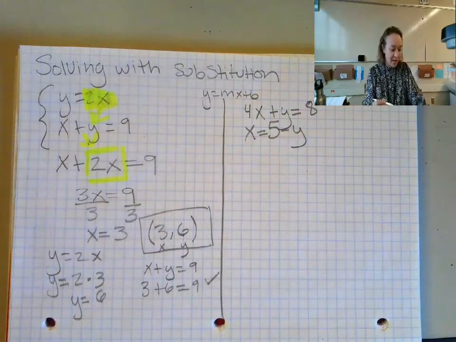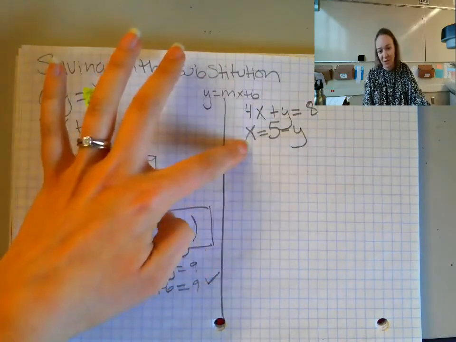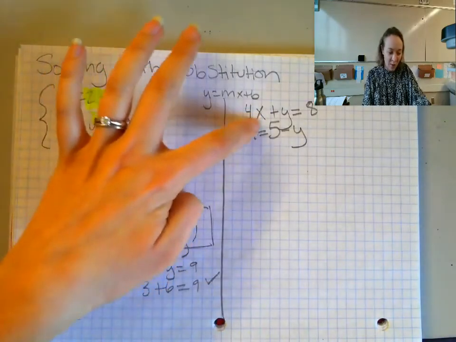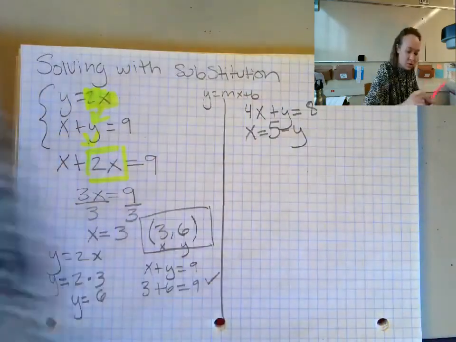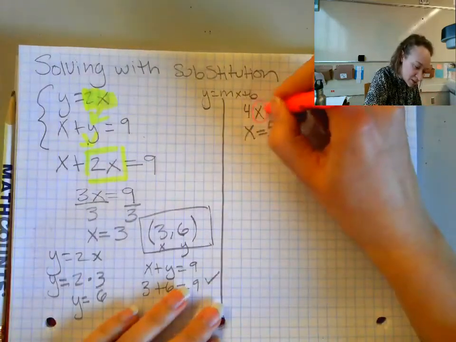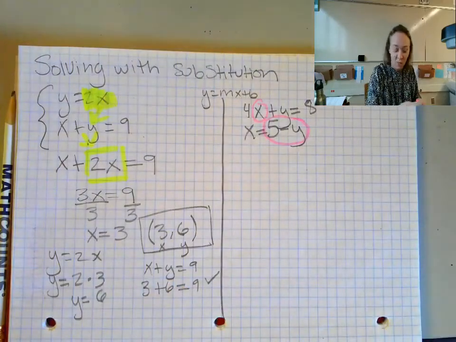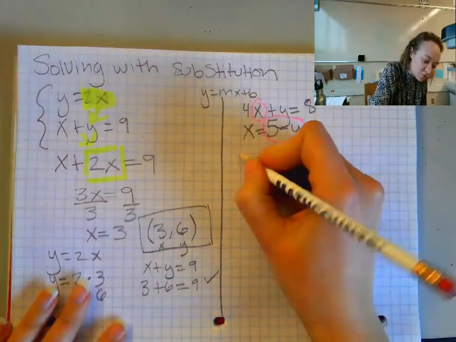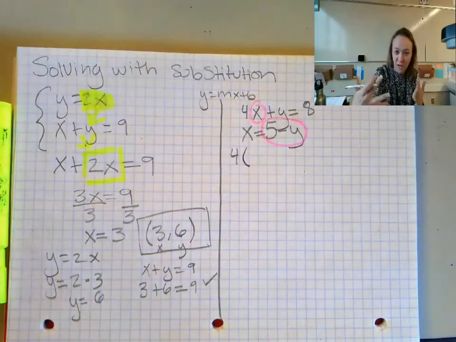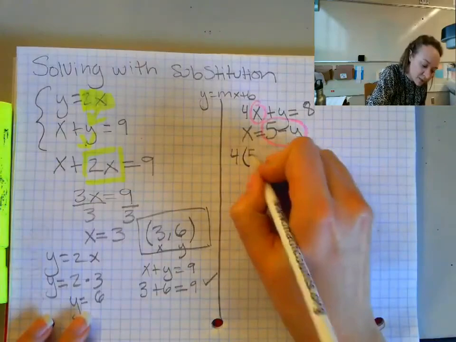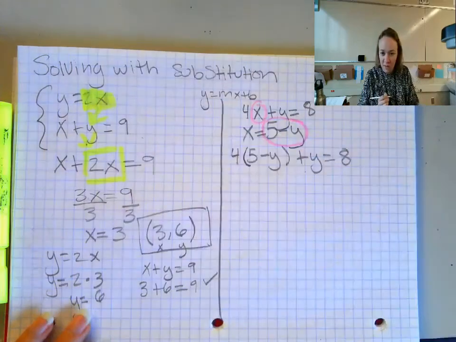All right, so on the last one, we substituted in for y. But on this one, it's x that's already solved for. So I'm going to replace the x with the 5 minus y, because x does equal 5 minus y. So that means I'm going to do 4, and then I better put this in parentheses, or else I'm not going to end up multiplying by both the 5 and the minus y, plus y equals 8. See what I did there?